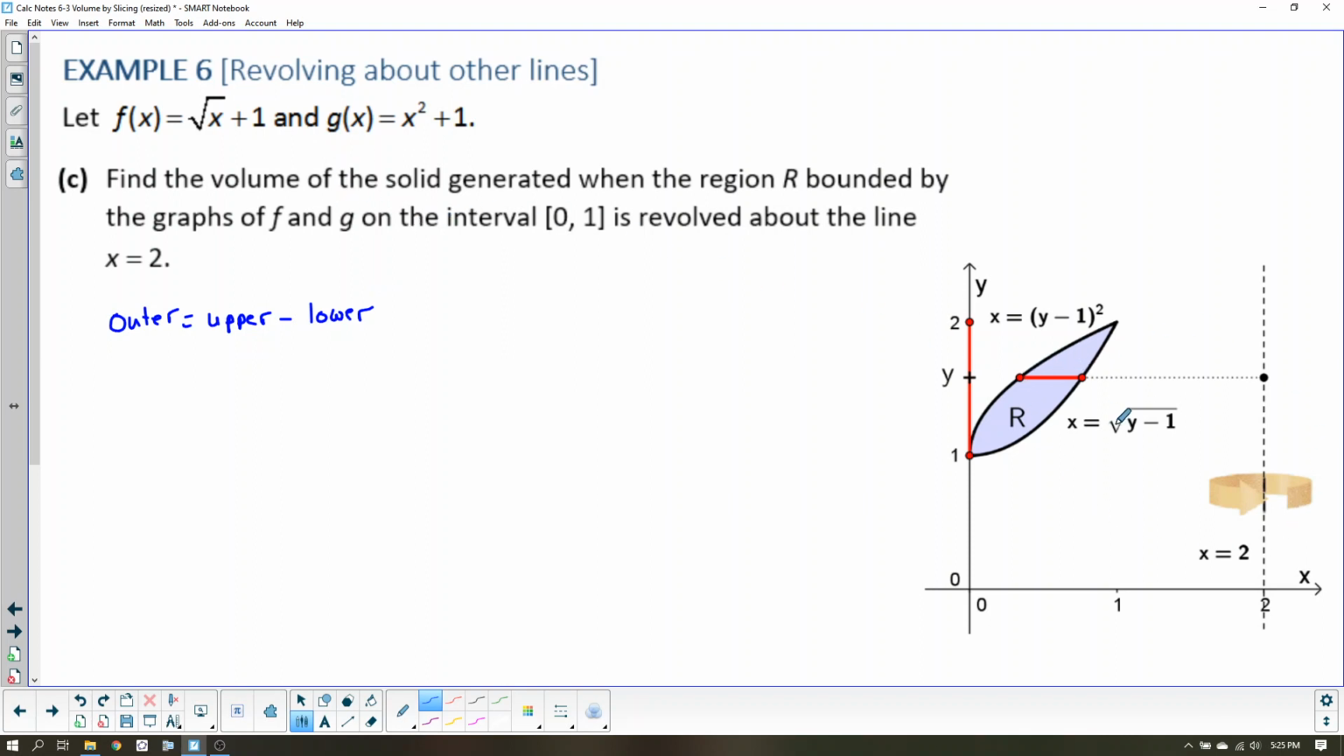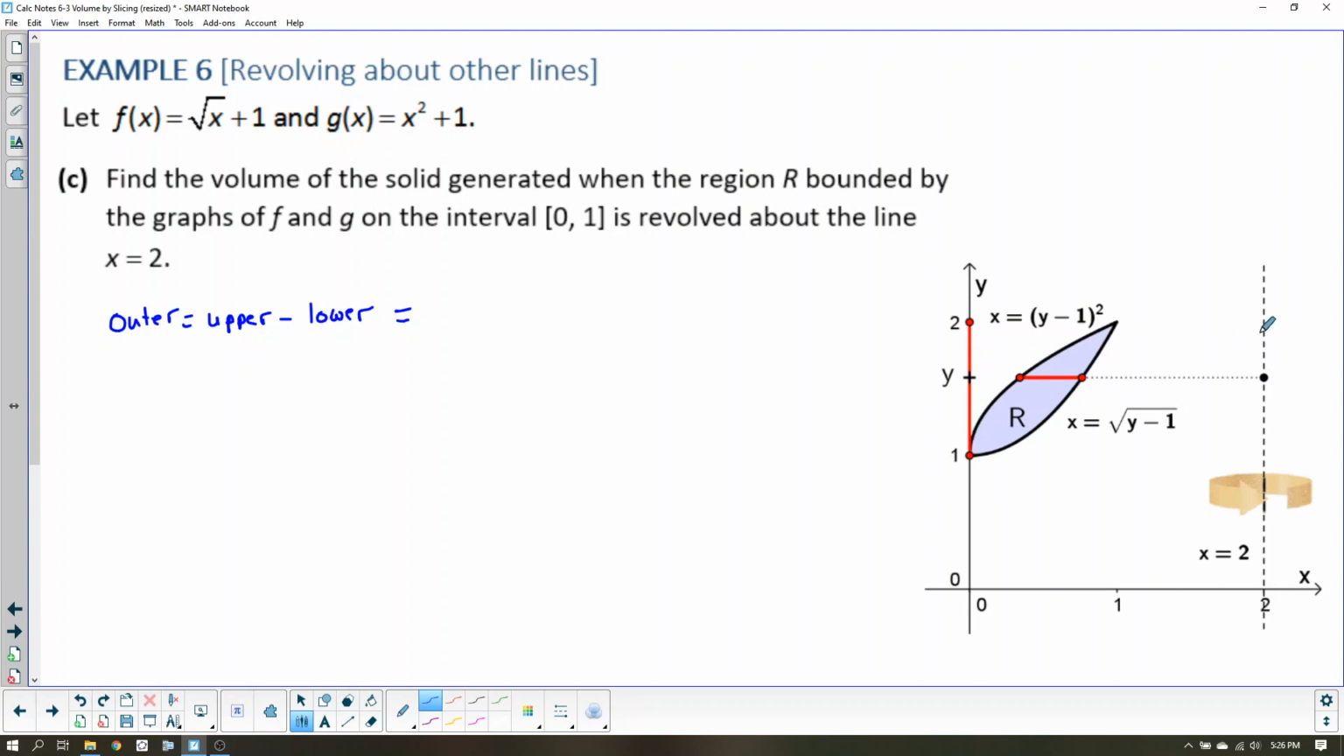If we're rotating around this x equals 2, notice that the line is parallel to the y-axis, which means we're going to integrate with respect to y. Our typical cross-section is going to be drawn perpendicular to the y-axis, so that we need to know that in order to identify what is actually upper and lower. So you kind of have to turn your head to the right, and that means that this is above this. This is upper, this is lower.